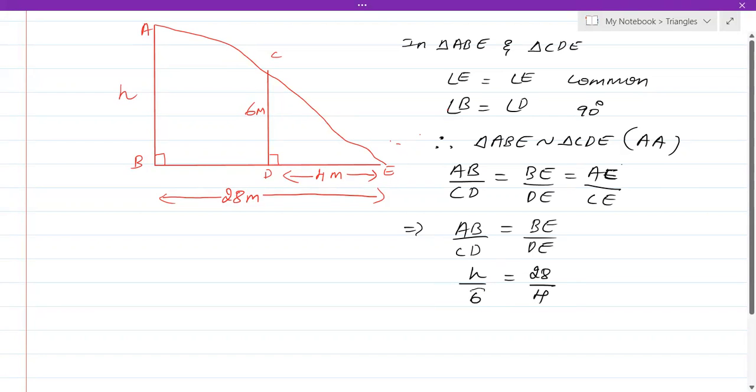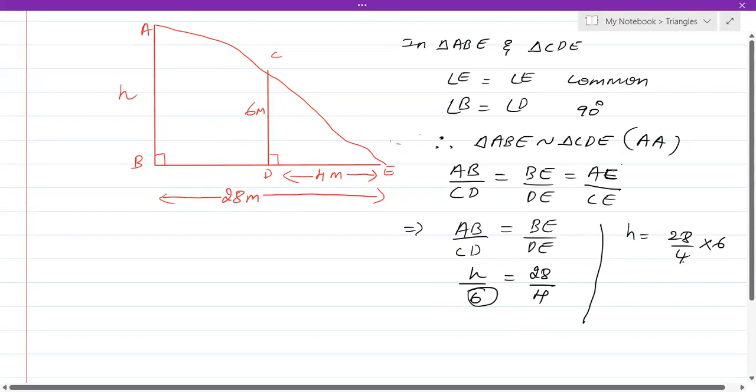We need H, we don't need the 6, so let's transpose the other side. If we transpose the other side, H will become equal to 28 by 4 into 6. So 4 ones are 4, 7s are 28. Therefore, H value will become 7 into 6, which implies height is 42 meters. Therefore, the height of the tower is 42 meters.